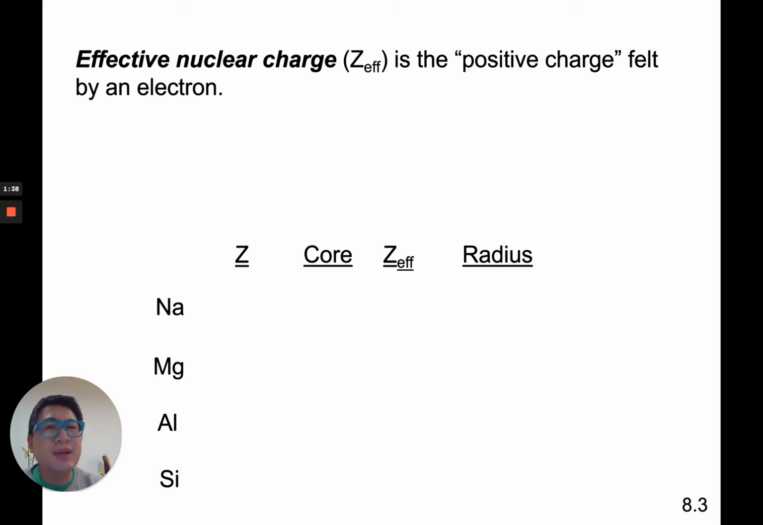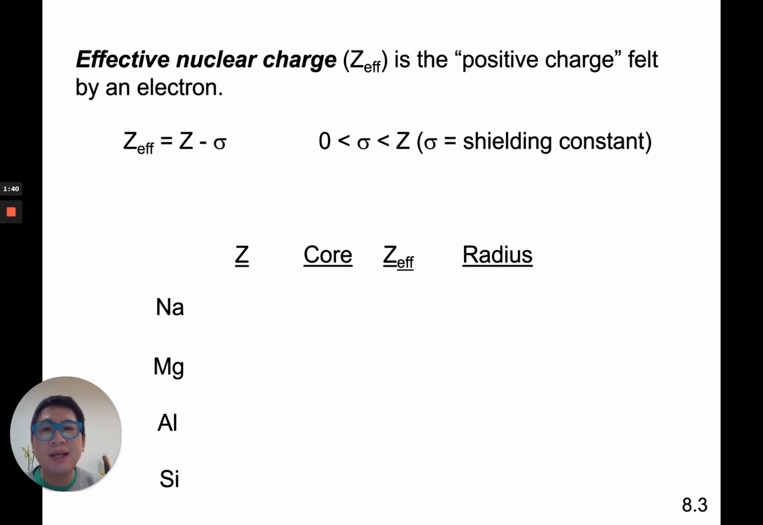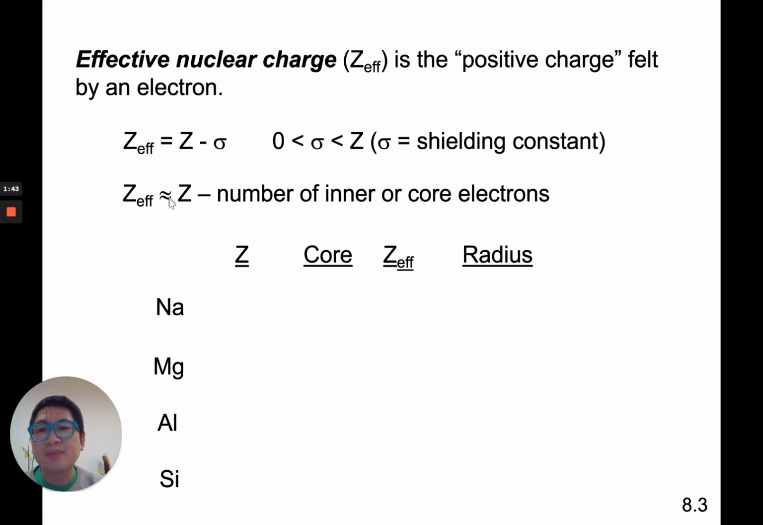There is an equation, but we don't really have to know it, it's so complicated. Effective nuclear charge is approximately Z, which is the atomic number, minus the inner core electrons. So the atomic number is just a number on the periodic table. Sodium is atomic number 11, magnesium atomic number 12, aluminum atomic number 13, silicon atomic number 14. Okay, so the core electrons, though, is really the shell before it.